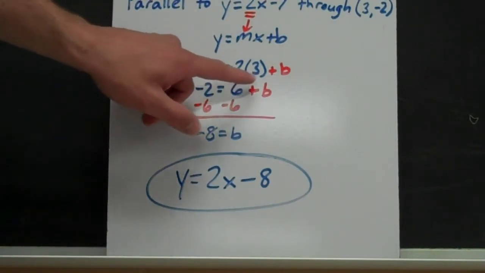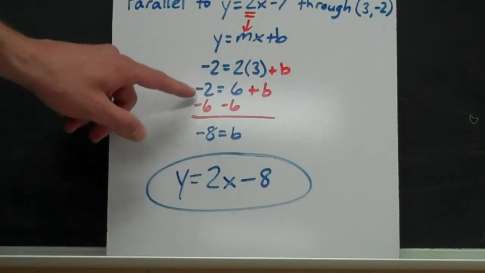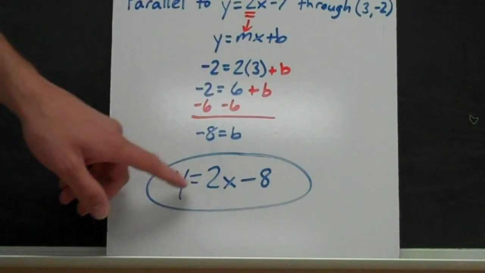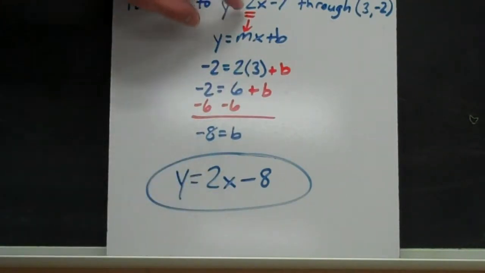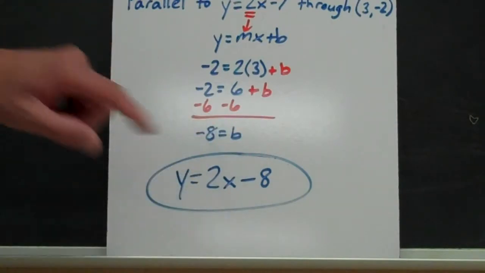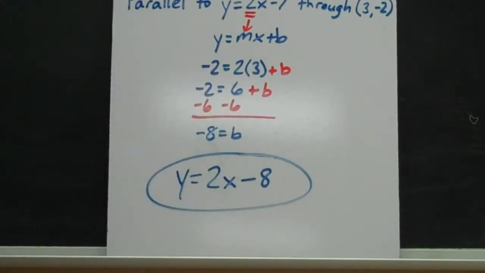So when we solve this, 2 times 3 is 6, and then we subtract 6 from each side. -2 minus 6 is -8. So our b value is -8, and now we're ready to write our equation. Y equals our slope, which was 2, times x, and then plus our b value. Our b value is -8, so -8.